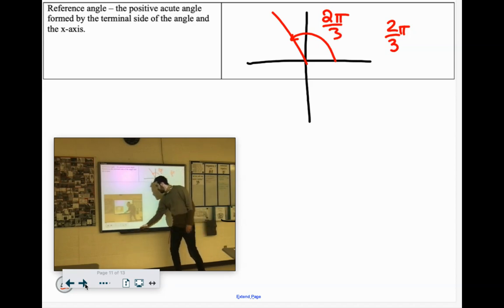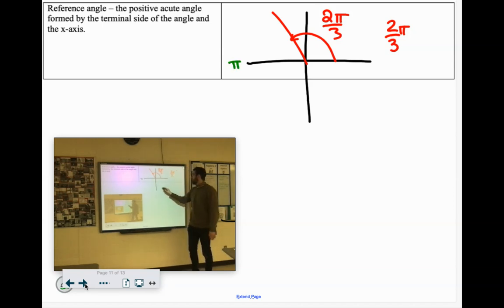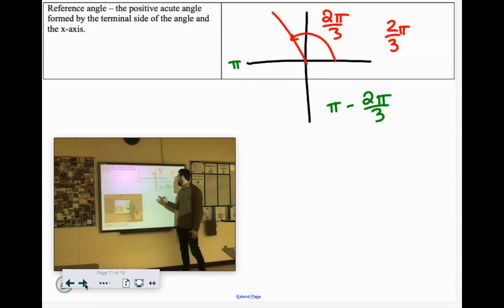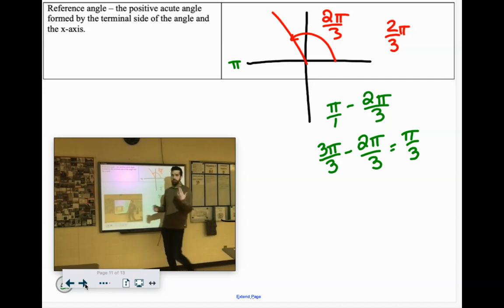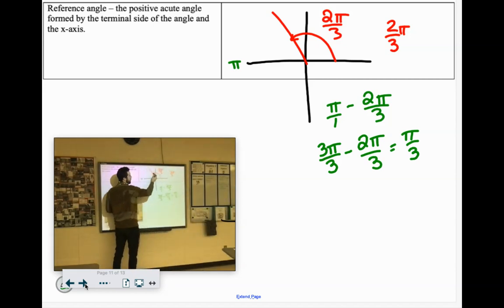So the way you're going to find your reference angle is you just take your x-axis, which this would be 1 pi, and you could say pi minus 2 pi over 3. But you're going to need to get that common denominator. So pi over 1 would really be 3 pi over 3 minus 2 pi over 3, which would give you pi over 3. Or you could just say, what's missing? If this is 2 of the 3 pi's, then this would be the 3rd pi. That's one way you could do it.